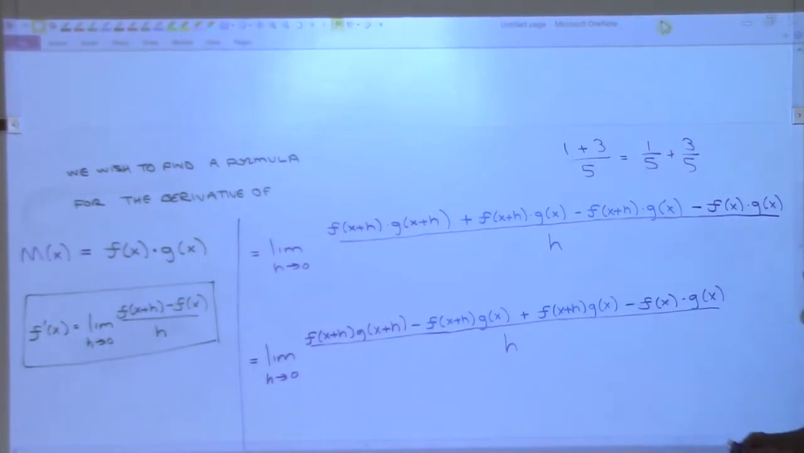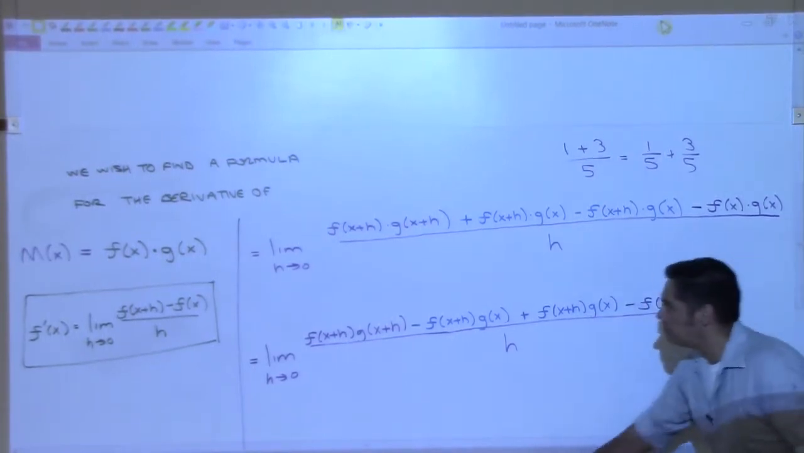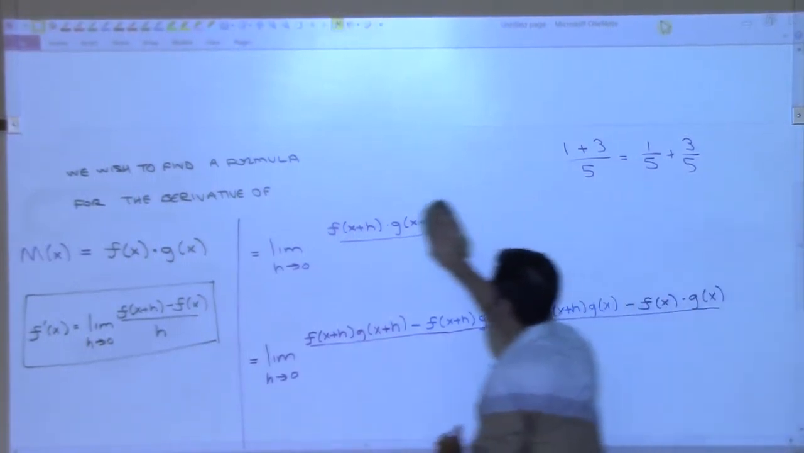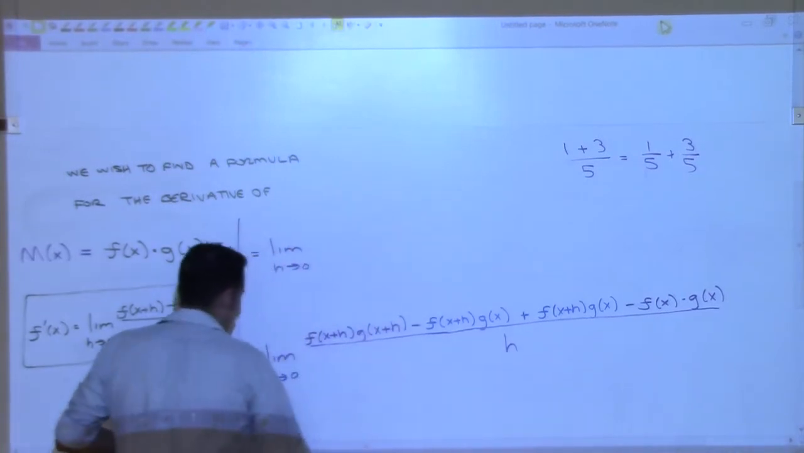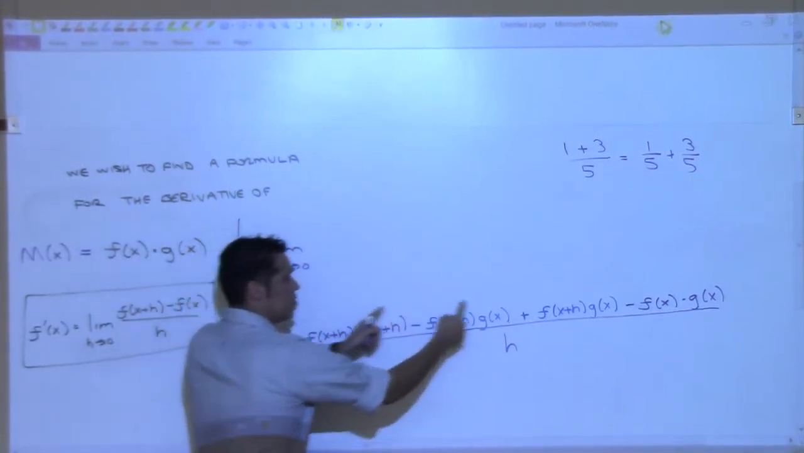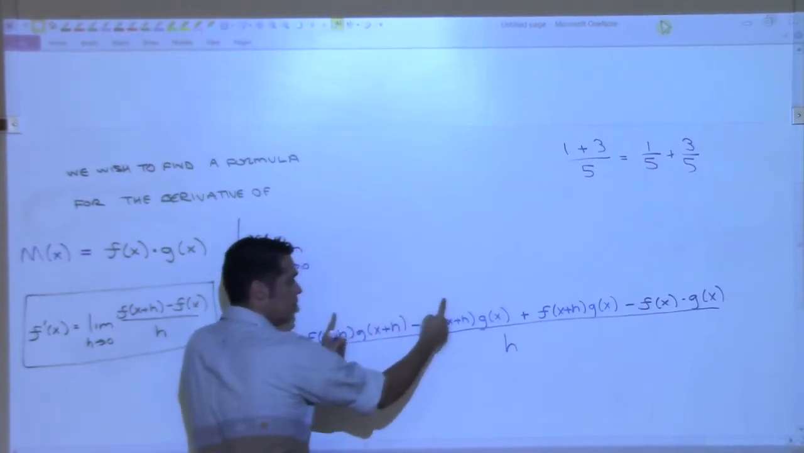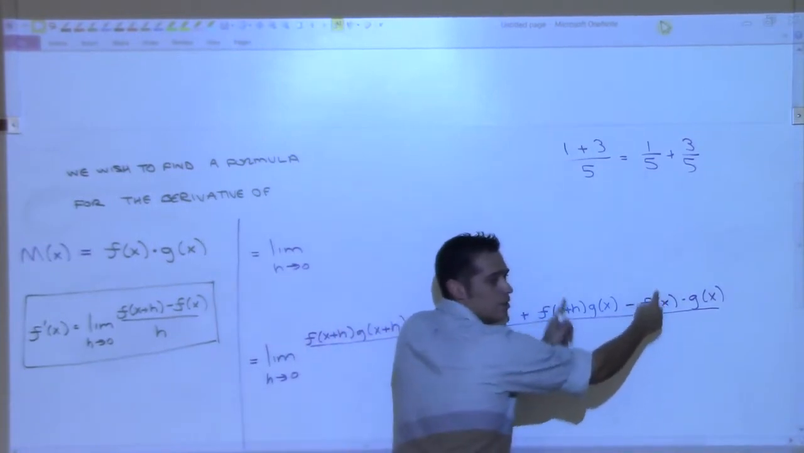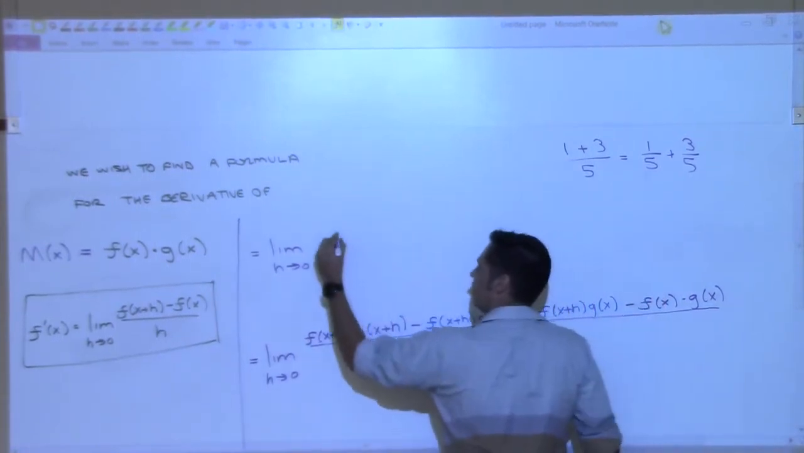I'm about to do that, but I'm going to split it in a special way. Now I'm going to stop doing different colors. I'm just going to do all one color. So here comes my splitting of this. I have the limit as h goes to 0. I'm going to do just these two terms over h, and then I'm going to say plus, and then just these two terms over h. So let me do that.